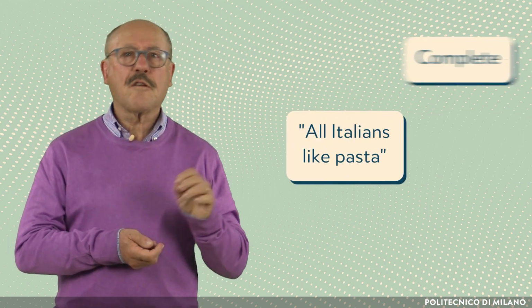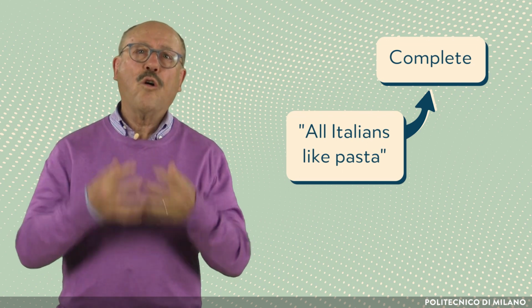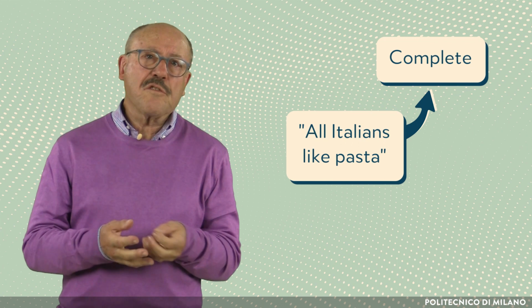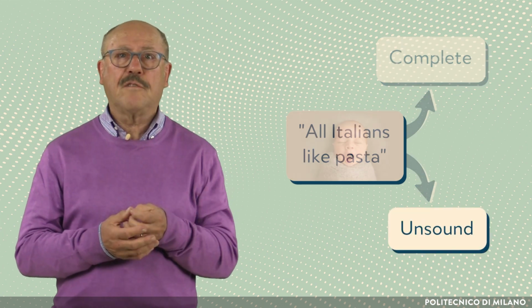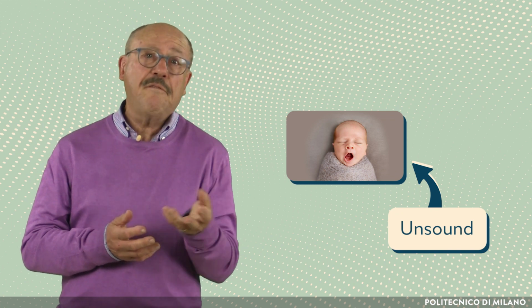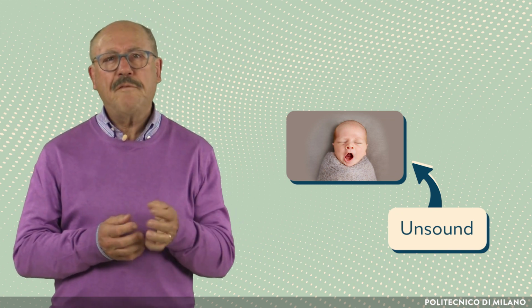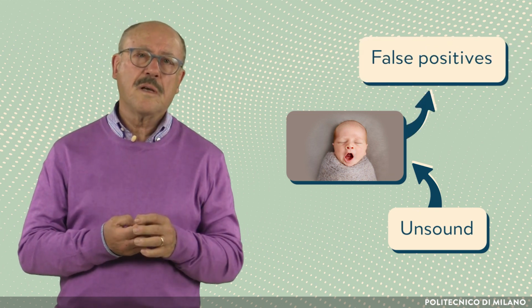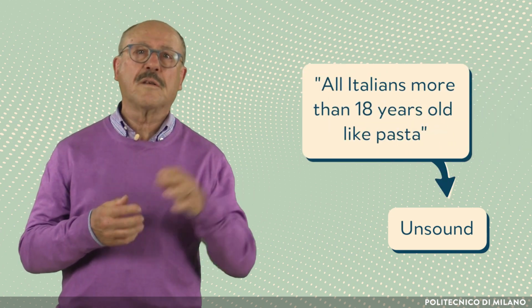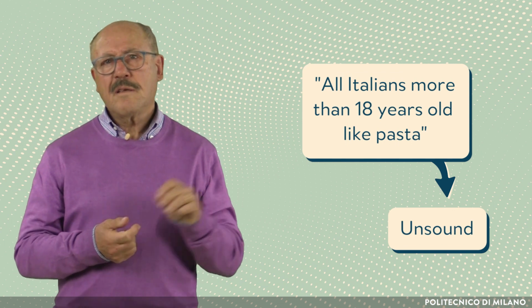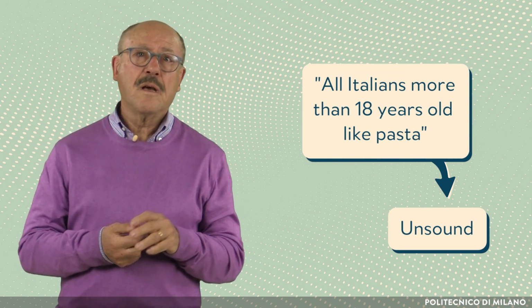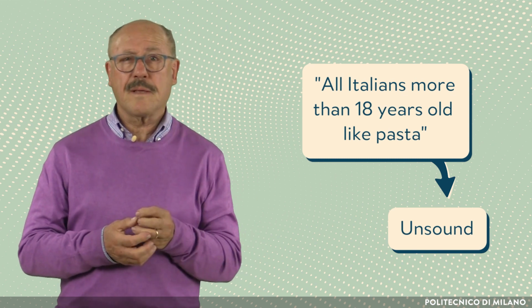For example, let us go back to the simple culinary theory we defined in an earlier lecture: all Italians like pasta. The theory is complete since it can predict all Italians who like pasta, but it is obviously unsound. For example, it can be applied to a newborn Italian to deduce that the infant likes pasta. In this example, infants constitute false positives. A refinement of the theory, like all Italians more than 18 years old like pasta, is also unsound, since some existing adult Italians, who are also false positives, may dislike pasta.